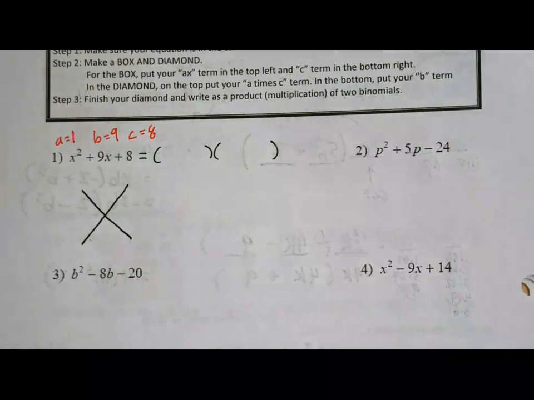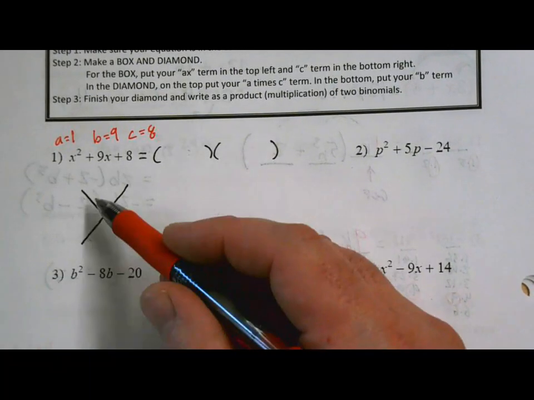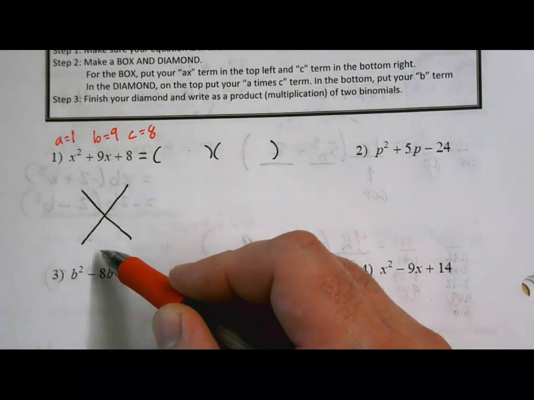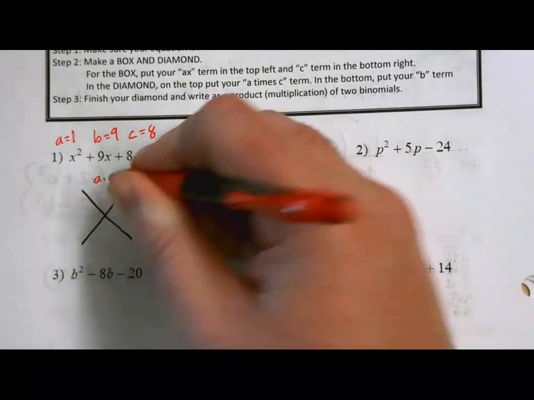So we're going to create a diamond problem. You got this, don't worry. When we create the diamond problem, we're going to put a number in the top and the bottom. Again, this is different from what I showed you yesterday, so pay attention. We're going to do A times C in the top, and we're going to do B in the bottom.